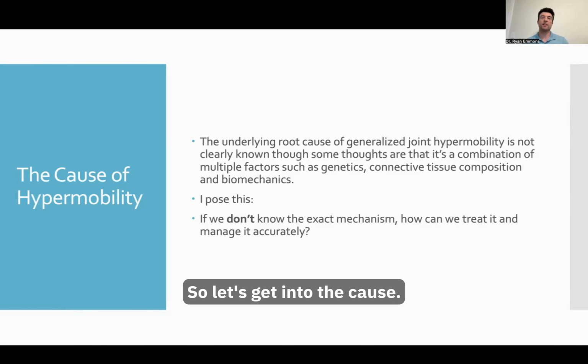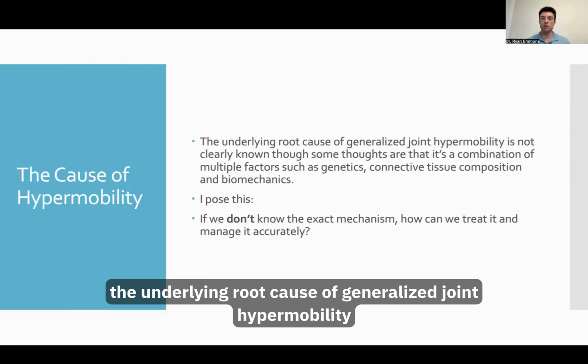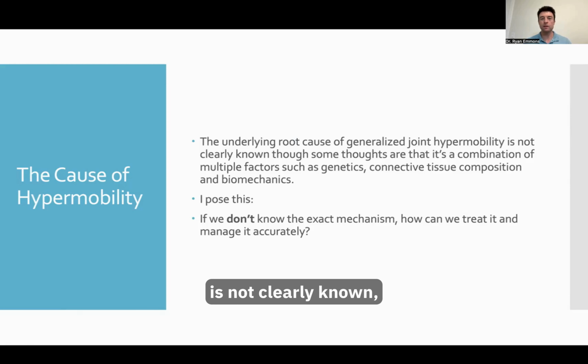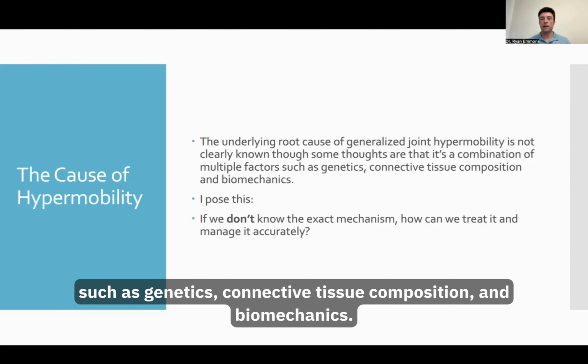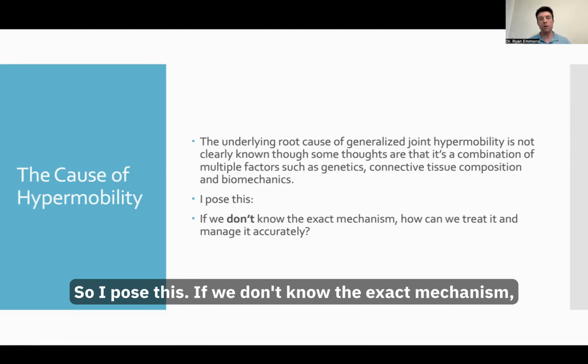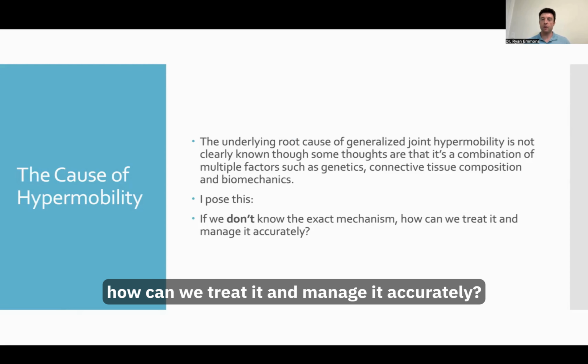So let's get into the cause. When we look at the cause of hypermobility, the underlying root cause of generalized joint hypermobility is not clearly known, though some thoughts are that it's a combination of multiple factors such as genetics, connective tissue composition, and biomechanics. So I pose this. If we don't know the exact mechanism, how can we treat it and manage it accurately?